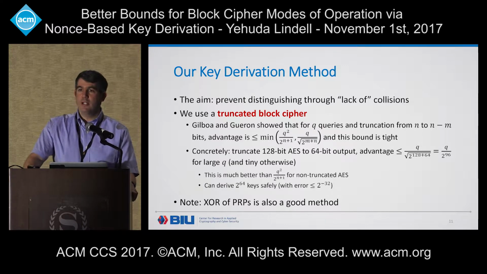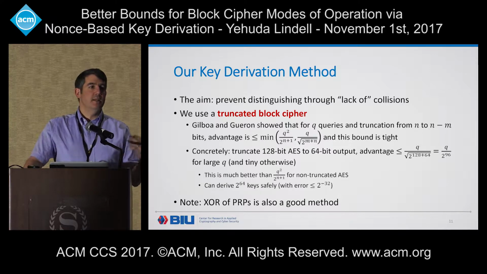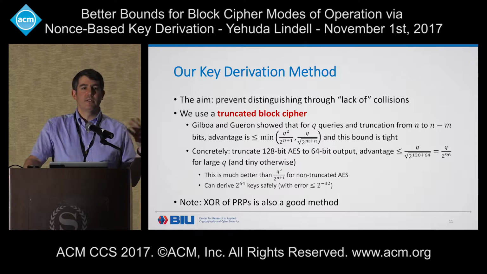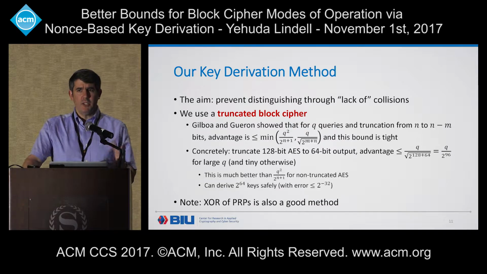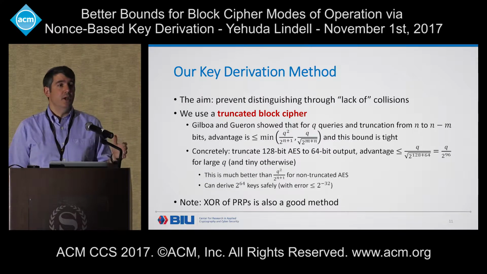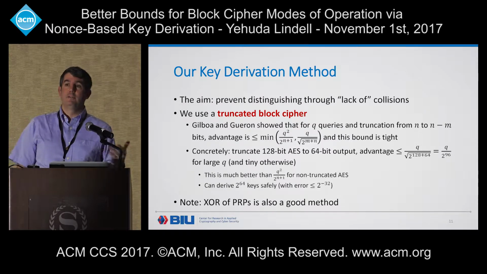So now that means you can actually derive 2 to the 64 different keys with advantage of only 2 to the minus 32. So this is much, much more than you would get beforehand, because previously, if you just did direct counter mode at 2 to the 64, your probability of failure of distinguishing is a half. And now it's still 2 to the minus 32, so it's safe to derive up to 2 to the 64 different keys, which is our aim. I just want to note this is not the only method. You can also, for example, use an XOR of different PRPs.